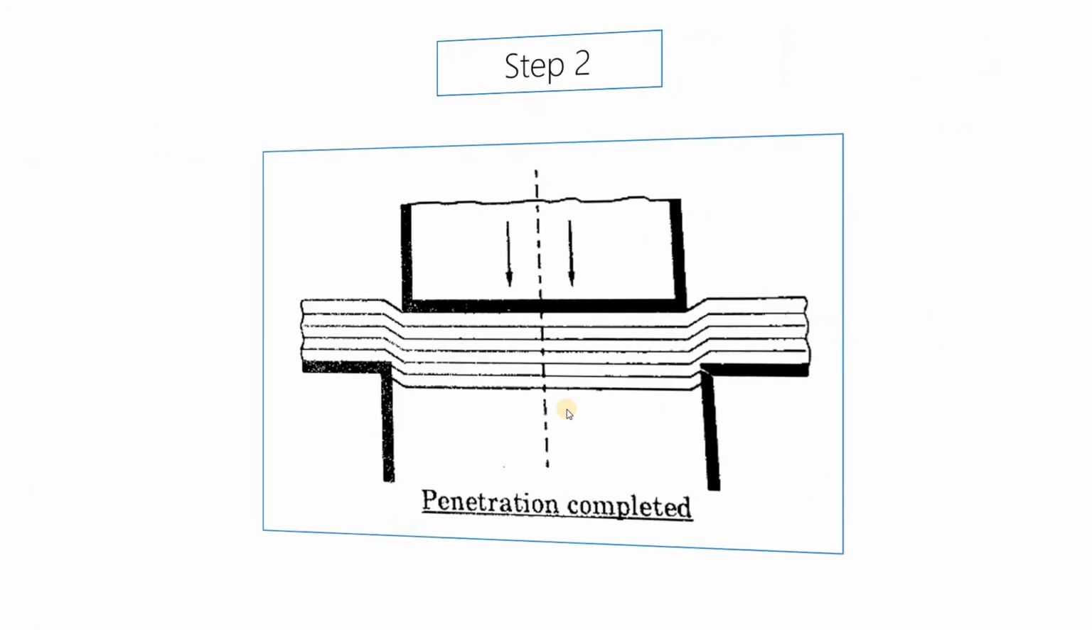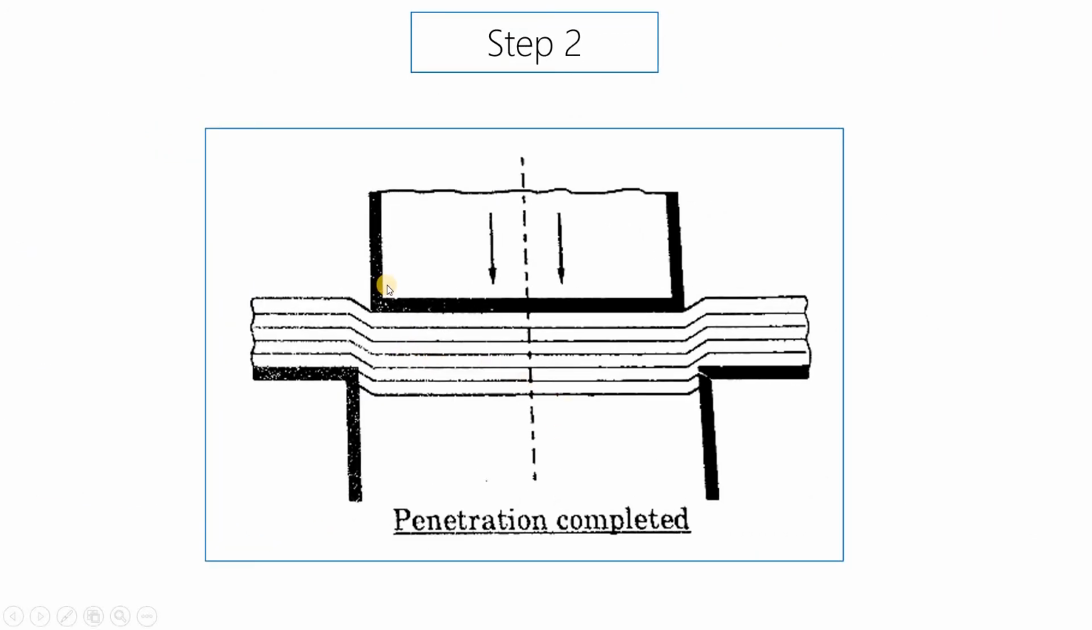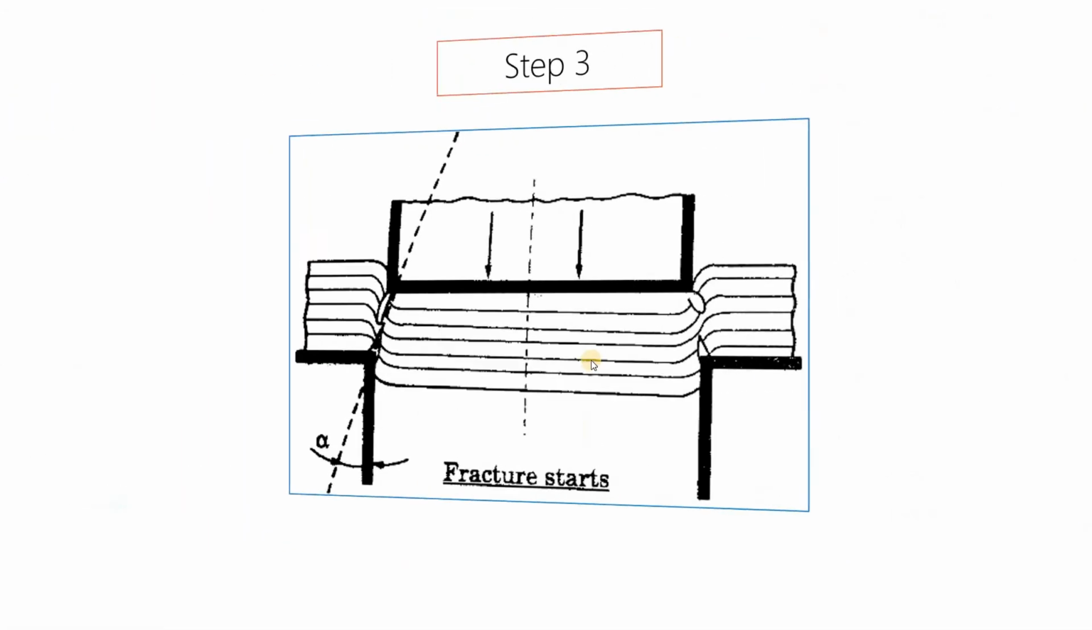In the next step, we apply force beyond the elastic limit of the sheet metal. Once we apply pressure or force beyond the elastic limit, deformation starts, which means the penetration has been completed. Whatever radius has been formed here is permanent. If we take the punch back from here, the radius will not regain its original shape, and it will not become flat again. So this was step 2, and if we go forward, that is step 3.